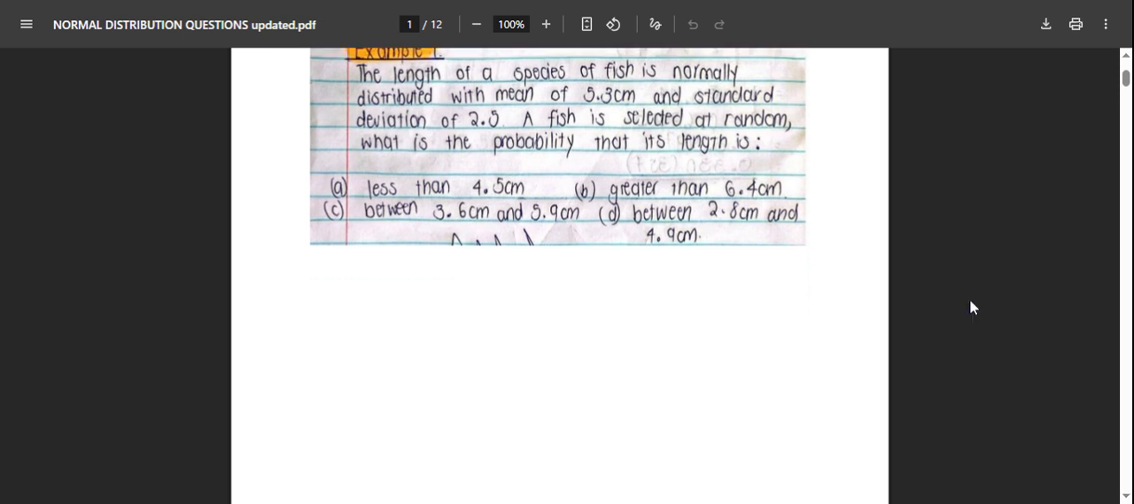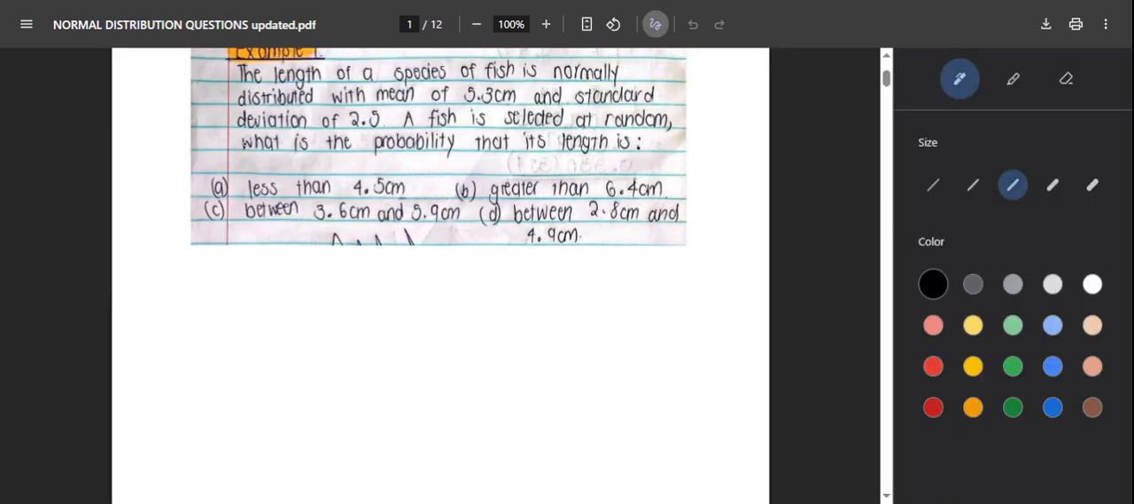The length of a species of fish is normally distributed with a mean of 5.3 centimeters and a standard deviation of 2.5. A fish is selected at random. What is the probability that its length is less than 4.5?